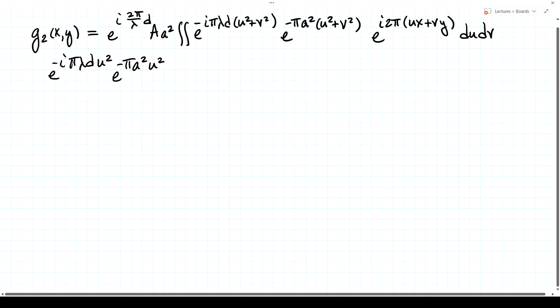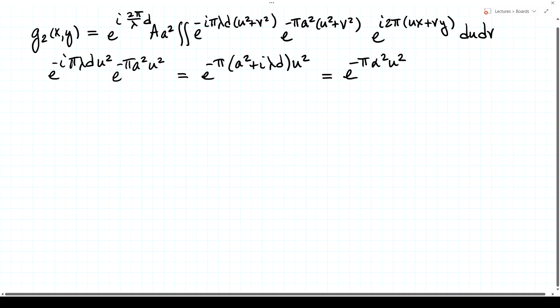So let's combine these as e to the minus pi a squared u squared, and then the minus signs are there, so we don't need a minus sign, but we have an i, and the pi will be factored out here, so i lambda d. So a squared plus i lambda d, all times u squared. And because the quantity in parentheses is just some complex constant, we'll write this whole thing as e to the minus pi alpha squared u squared.